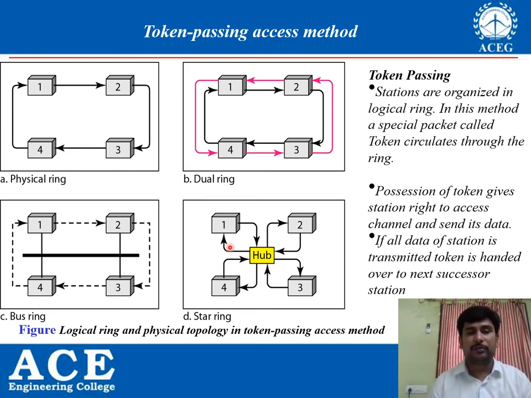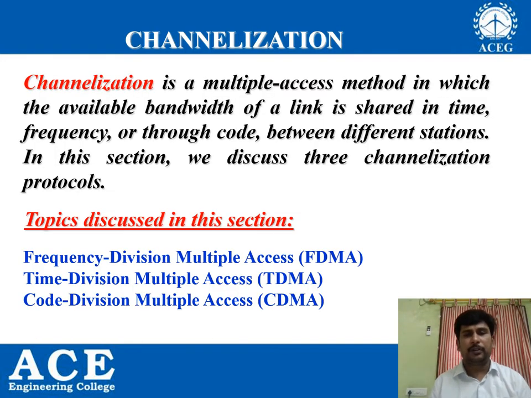Okay, so this is what the token passing access method is, and the device which has the token will have access to the channel, and the remaining stations have to wait for their turn. This is the token passing access method, and these are the three different types of controlled access method. Right, so far we have discussed the two different types of multiple access protocols called random access and controlled access.